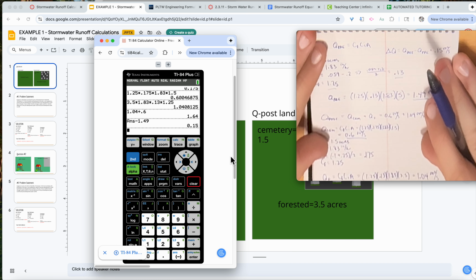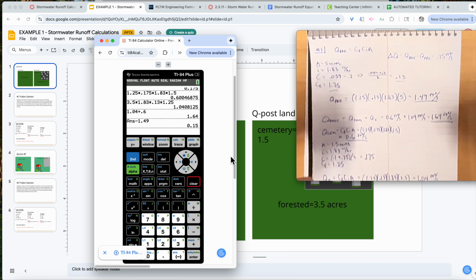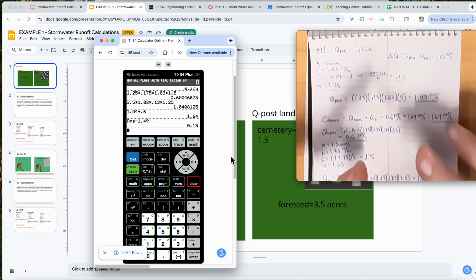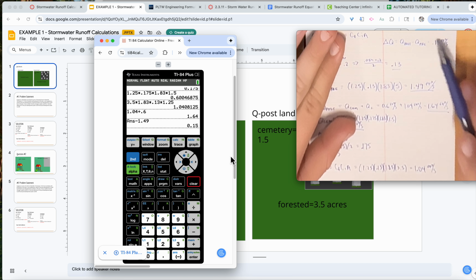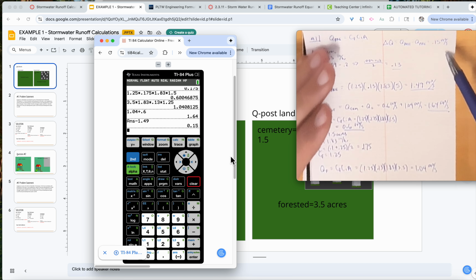Based off of that, as we were talking about in class, we could add in a retention pond, we could add in extra vegetation, maybe we change the slope or the topography of the land. There are many different things we can do to combat this extra 0.15 cubic feet of water that's leaving per second on this land.